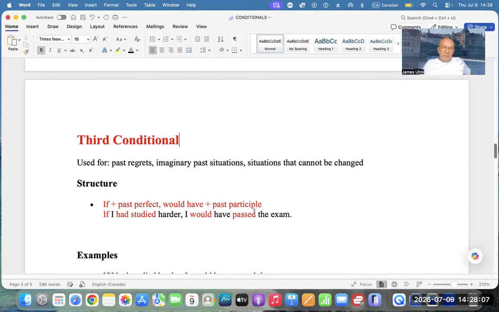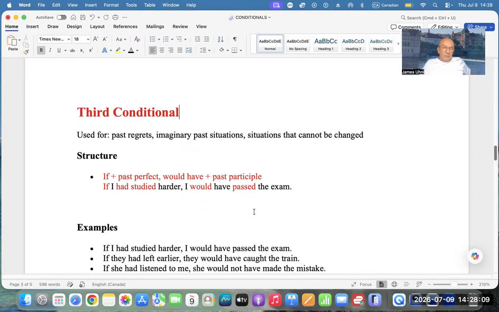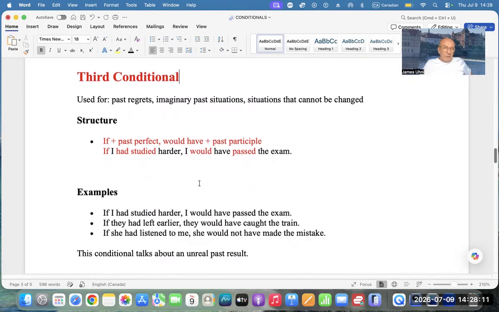I know it's confusing. Talk to your teacher to explain it to you. I will explain it when I talk about present perfect and past perfect tenses. But I'm not going to explain it over here because we have to talk about past perfect is had studied. Would, sorry, comma should be read as well.